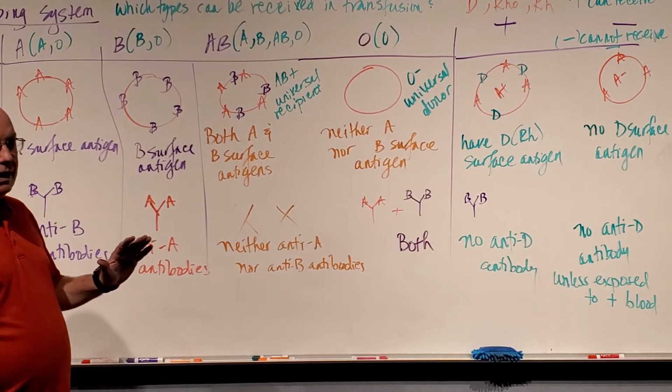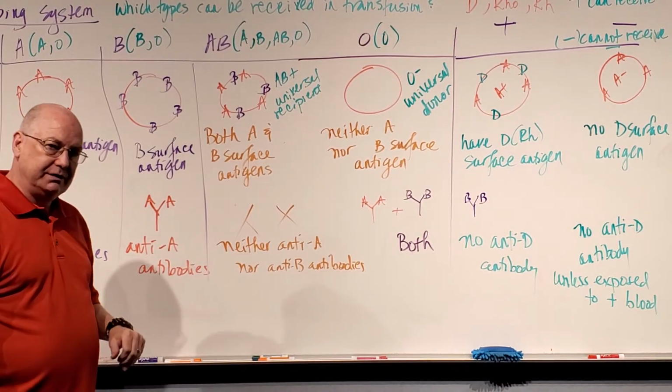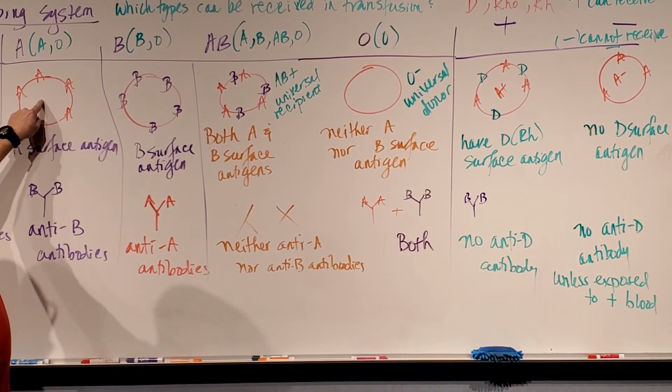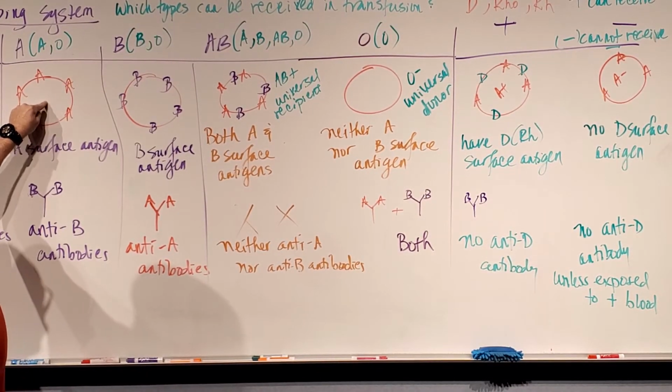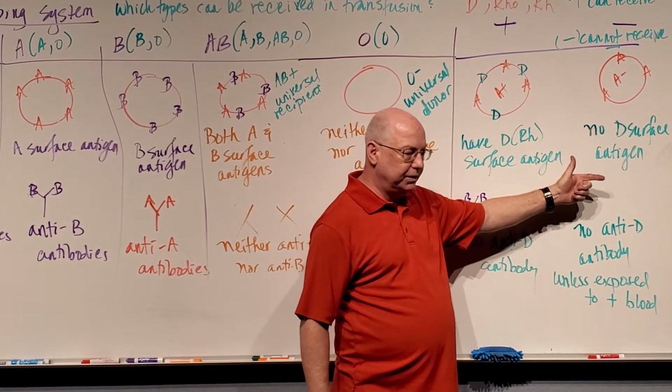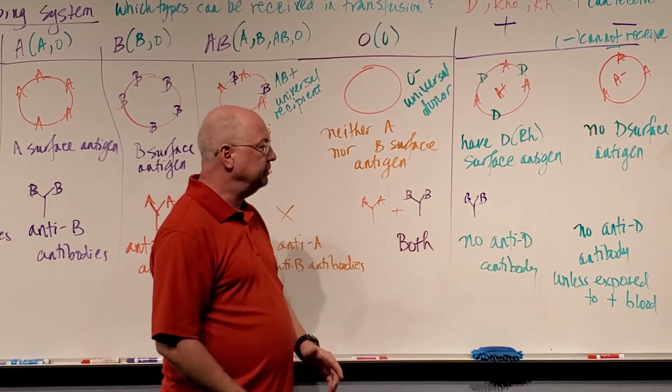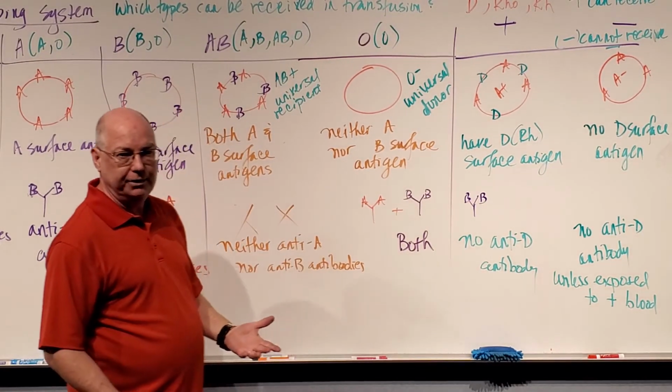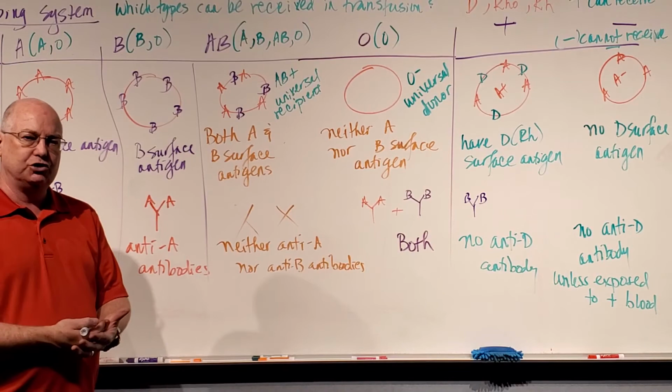So anyone who's negative can receive their same blood type. If I'm A negative, I can receive A blood, but it has to be negative. If I put A positive blood into this person's bloodstream, over time they will develop antibodies, clot the blood, and kill them. This is why blood typing is so important.